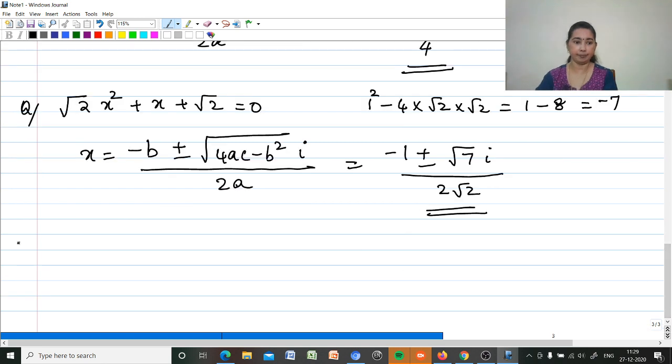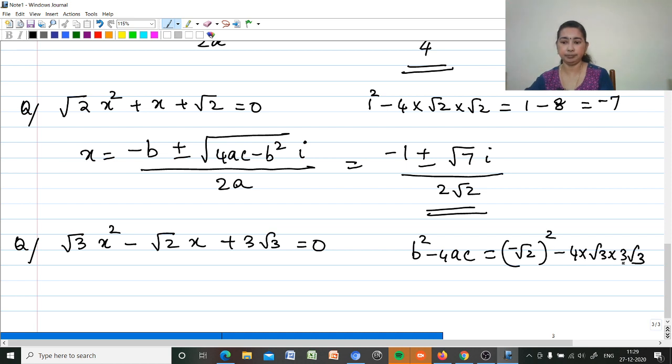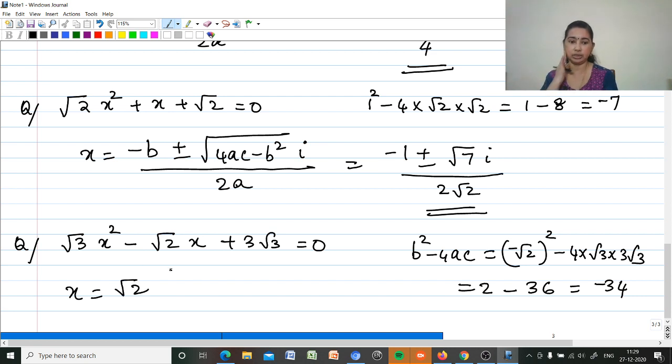Now next one, root 3 x square minus root 2 x plus 3 root 3 is equal to 0. Same way, find b square minus 4ac. B square is minus root 2 whole square, minus 4 into root 3 into 3 root 3. That is equal to minus root 2 square, which is 2, minus 4 into 3, which is 12, 12 into 3 is 36. So that is minus 34. So this can be written as x is equal to minus b, which means minus of minus root 2, that is root 2, plus or minus root 34 into i, divided by 2 into root 3.